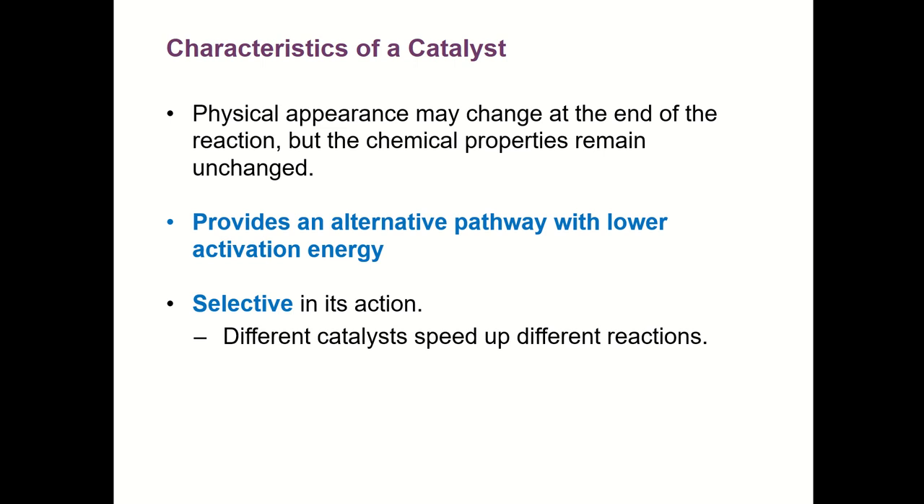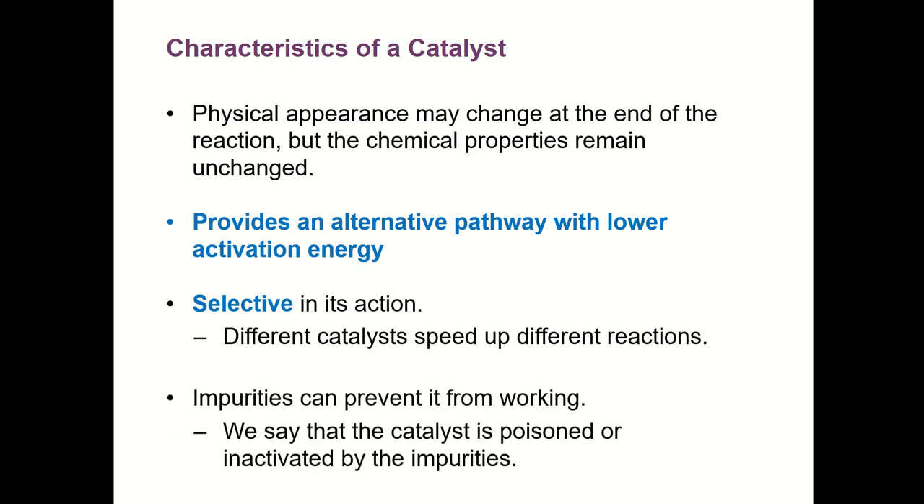So let's say for the reaction of ammonia, you use iron as a catalyst. You will not be able to use maybe other metals to be the catalyst. And also, iron is not a catalyst for any other reaction, meaning that the catalyst is very specific in the type of reaction it can speed up. Okay, impurities can prevent the catalyst from working, because sometimes they are inactivated by the presence of impurities.